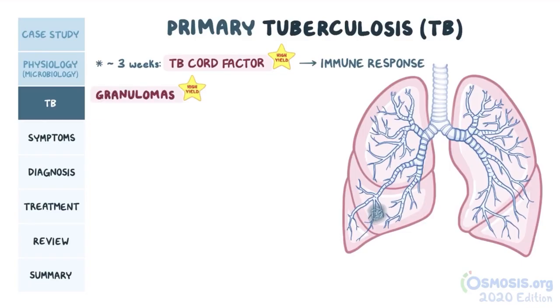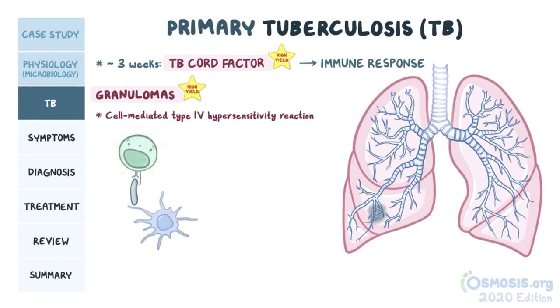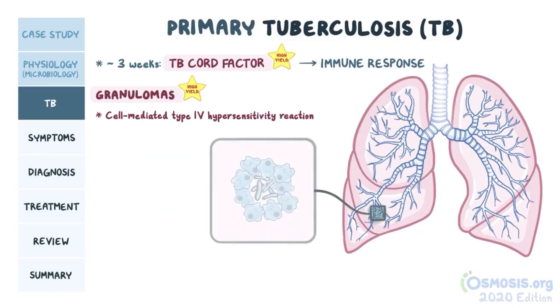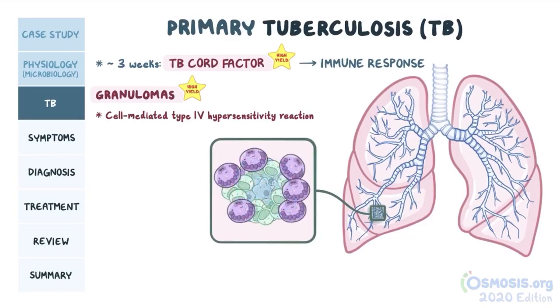Remember that this granuloma formation is a cell-mediated type 4 hypersensitivity reaction, where helper T cells presented with TB antigen activate and release cytokines that attract more macrophages to the area. These macrophages, dead tissue, and bacteria form the center of the granuloma, while helper T cells and multinucleated giant cells, which are formed by the fusion of several macrophages, are found in the periphery.